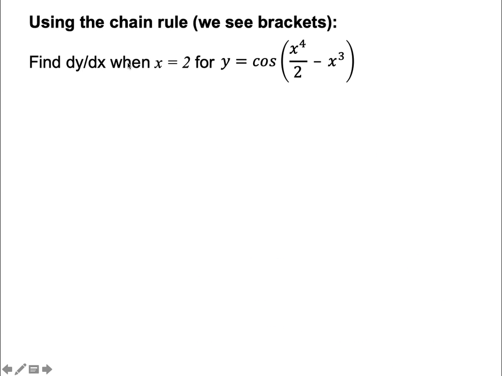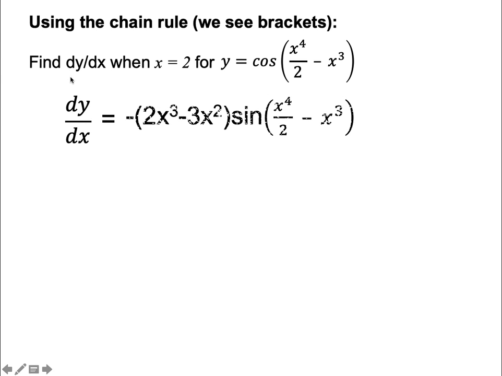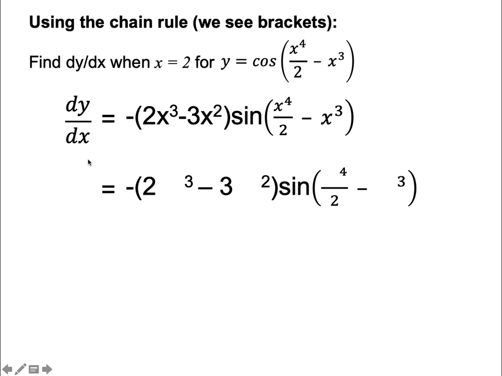Now we're going to evaluate it when x is equal to 2. So here's that trig function, just like we wrote on the previous screen. I'm going to take out all the x's. I'm going to put 2's in. So I'm going to have 2 cubed here. And this one I'm going to have 2 squared. And then inside the sine function, I'm going to have 2 to the 4th over 2, then minus 2 cubed.